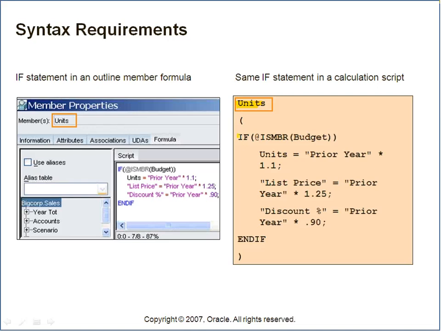Inside this I will write if @ismember is budget, and then I calculate units, list price and discount percent. So remember that the if statement will always come inside a block of an account or maybe time period. Basically, a dense block will hold the if condition.